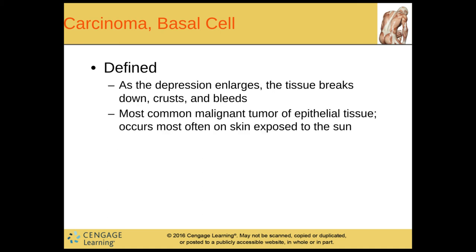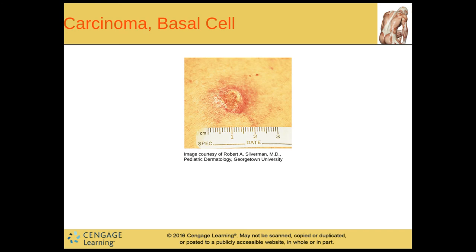Okay, and then it's also defined as the depression enlarges, the tissue breaks down and crusts and bleeds, and the most common malignant tumor of the epithelial tissue is a basal cell carcinoma, and it occurs most often on skin exposed to the sun. So wear your sunscreen. Big advocate for that. That's exactly what mine looked like on my arm. And it would get caught on things sometimes, like my shirt, and it'd start to bleed. And so they just cut it off.